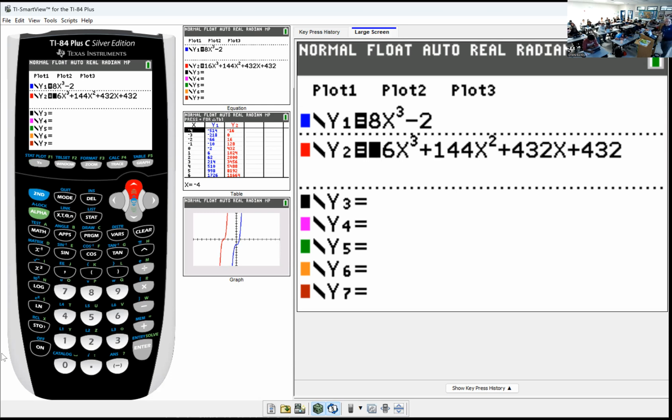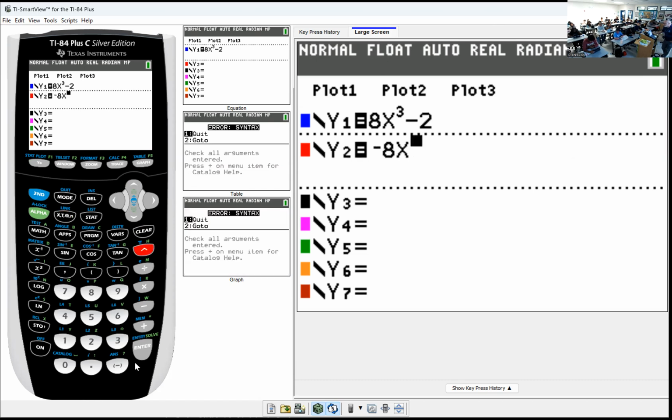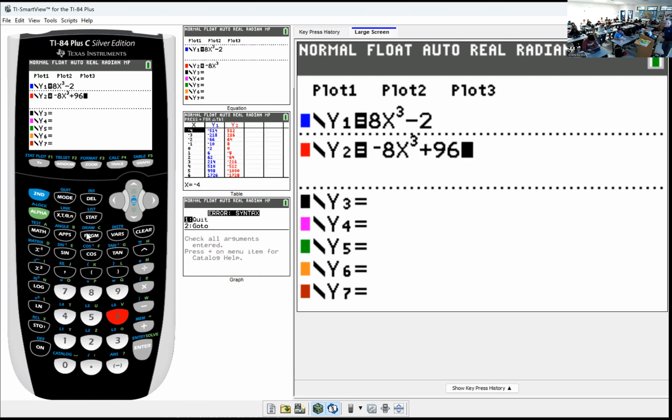So let's try plugging this in to my second equation here. So I've got negative 8x cubed plus 96x squared minus 384x plus 513. So now what do I expect?